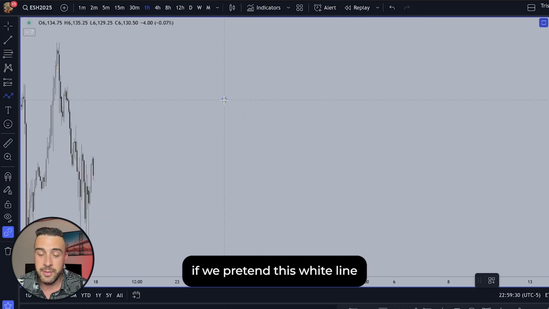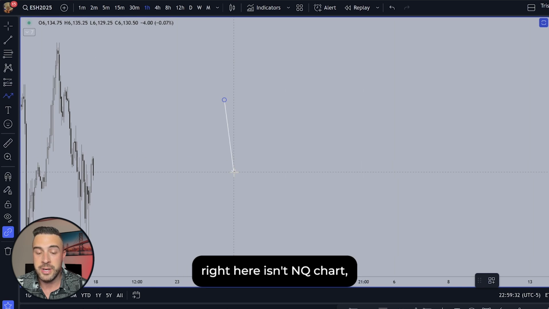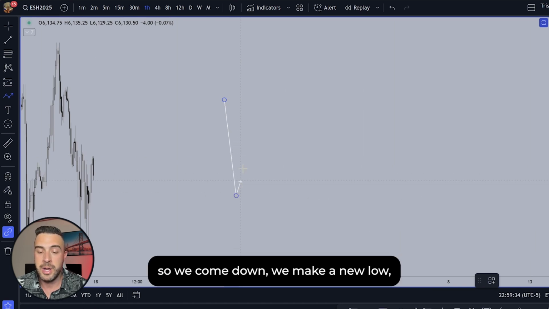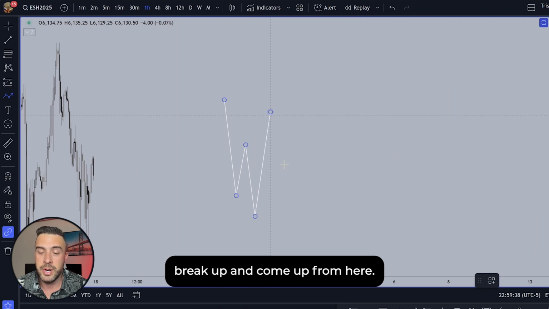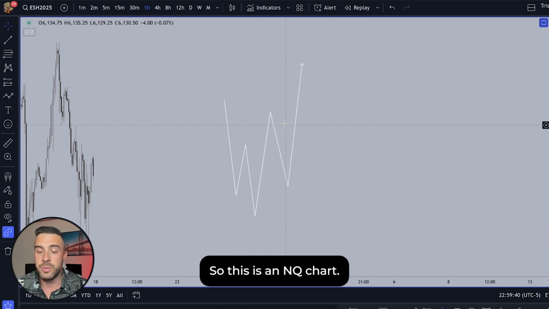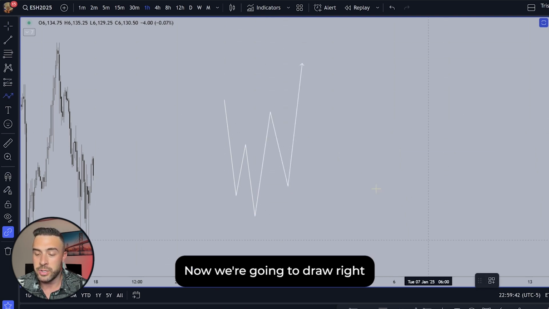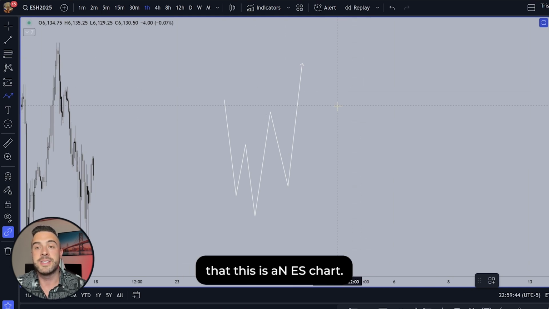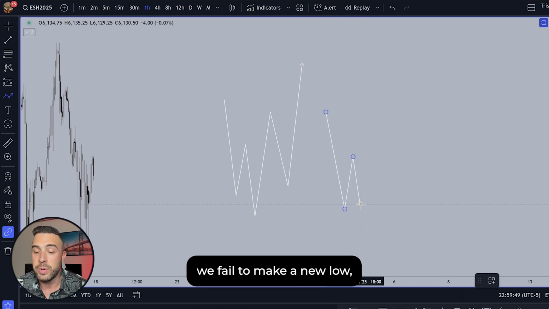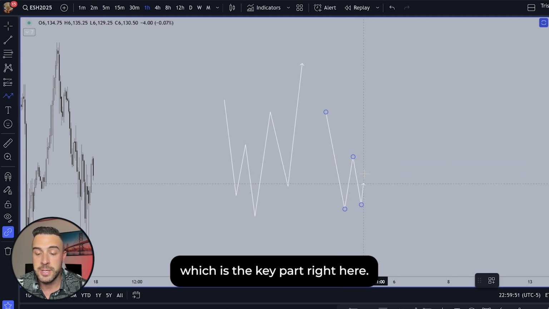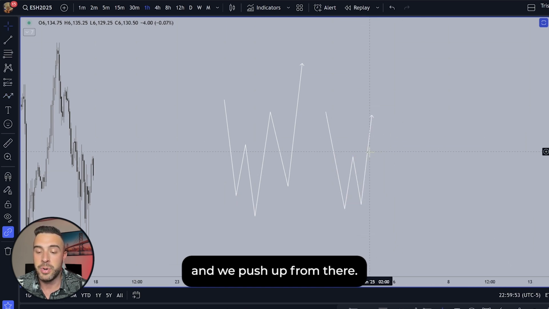So if we pretend this white line right here is an NQ chart. We come down, we make a new low, we come up, push a high, and then we make a new low, break up, and come up from here. So this is an NQ chart. Now we're going to draw right beside it, and we're going to pretend that this is an ES chart. So we come down, we make a low, make a high, we fail to make a new low, which is the key part right here, and then we come up and we push up from there.